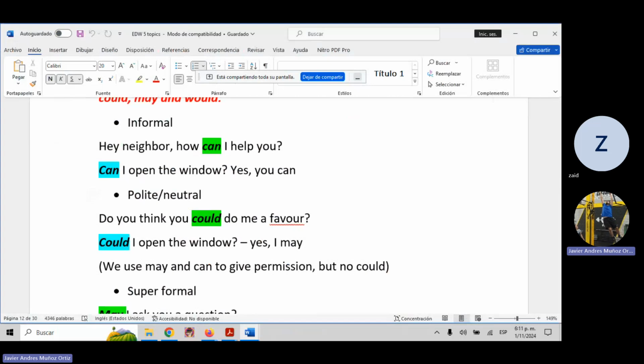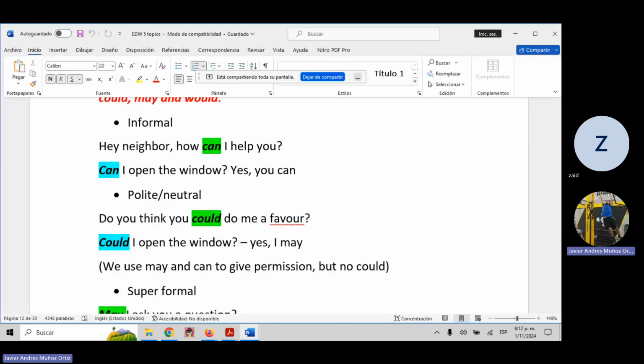What about could? Two examples. Do you think you could do me a favor? In this case, the verb could is a little more neutral or a little more polite. Or, for example, you are with your partners from your job, from the business or the factory, wherever you are working, and you ask, could I open the window? You are not very informal, but you are not completely formal.